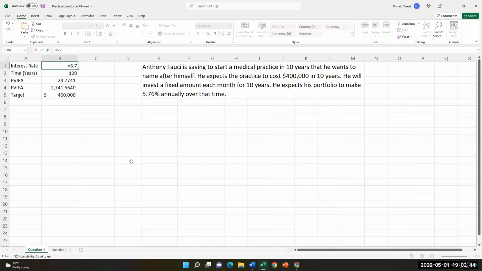Okay, so 5.76. 0.48%. So divided by 12, you got to be real careful, because if you type that, is that the right answer? That's 48%. No. You got to do either 5.76% divided by 12, or you got to do 0.0576 divided by 12. All right. You know, a monthly interest rate is not going to be 48%. So just be careful on that. That's probably the biggest issue people would make.